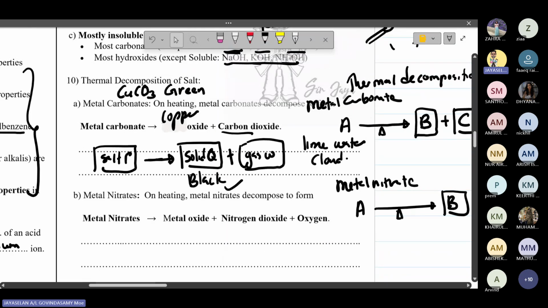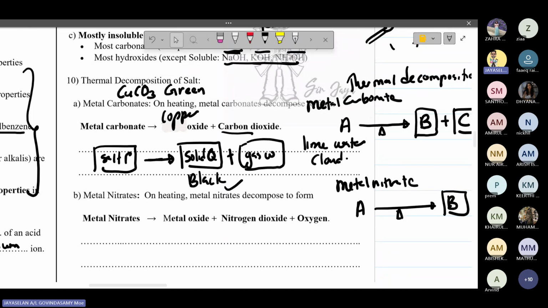Okay, macam mana nak jawab? Then they ask, what is salt P? What is solid Q? What is gas W? So you kena faham macam mana nak buat. You see here how many products? Two products. That means this is metal carbonate.